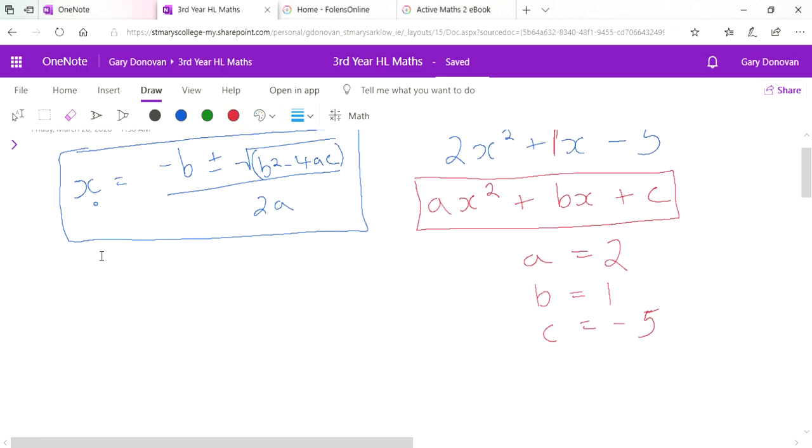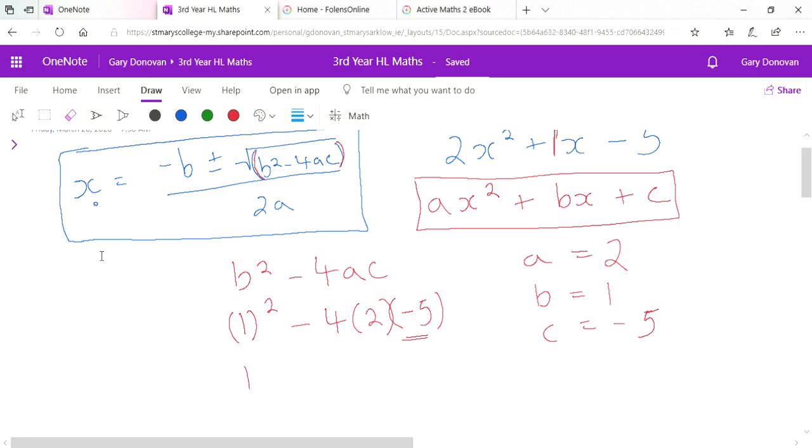Now because this little bit here, the b squared minus 4ac, can be tricky, some people like to do that separately. So I'm going to do it separately out here as well. So b squared minus 4ac will be, well, b is 1, so 1 squared minus 4 times 2 times minus 5. And this is where people make mistakes. People write 5 there instead of minus 5. So you need to be really careful with your signs.